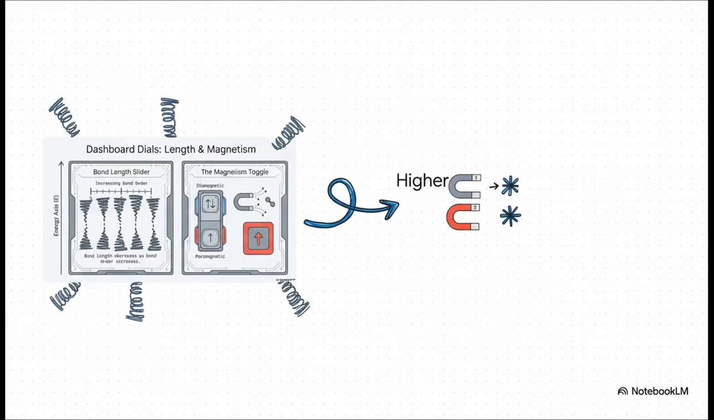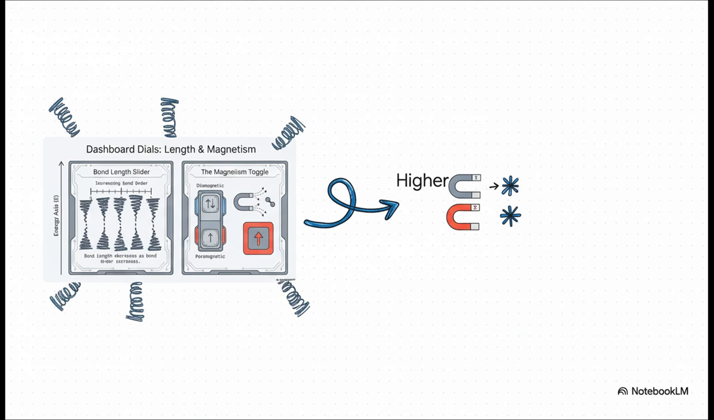And this bond order isn't just some abstract number. It tells you real stuff. A bond order of 1 is a single bond, 2 is a double bond, 3 is a triple bond. The higher the bond order, the shorter and stronger that bond is. But most important for our mystery, check out the magnetism toggle.